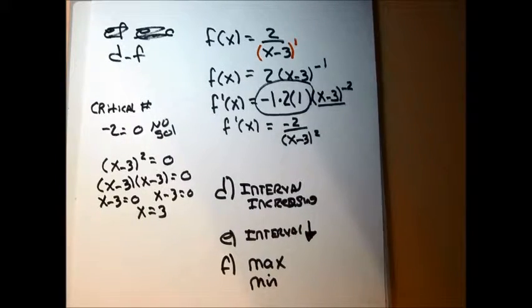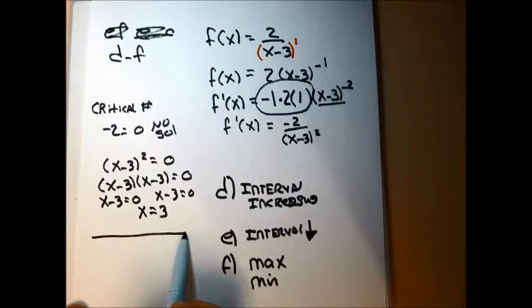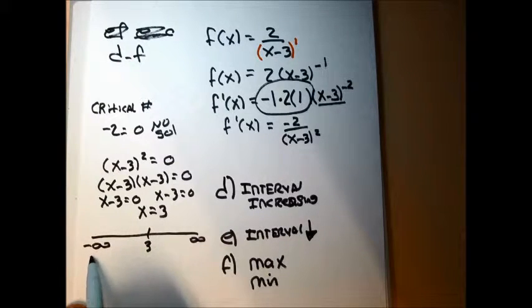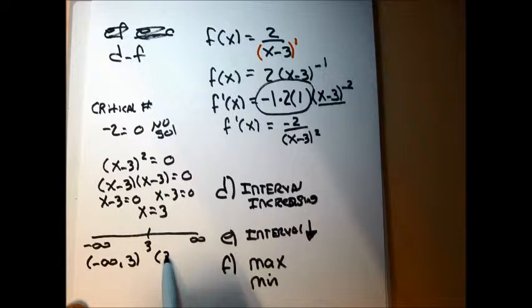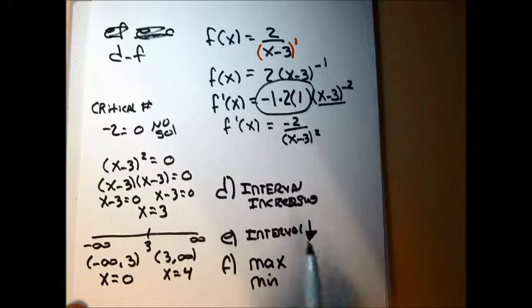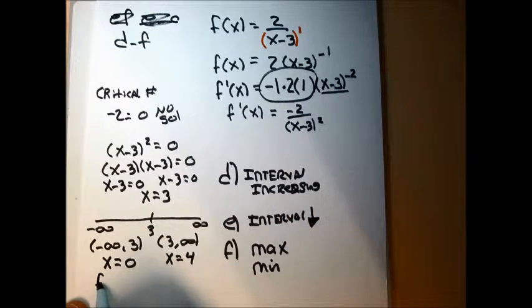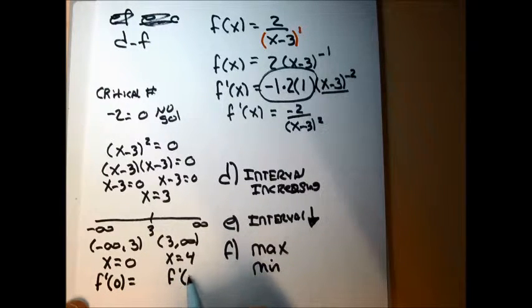So let me go ahead and do my number line work. On my number line, I'm going to put negative infinity, positive infinity, and 3. I'm going to create my intervals. My intervals go from negative infinity to 3, and then 3 to infinity. I need test numbers. For the first interval, I'm going to test x equals 0. For the second interval, I'm going to test x equals 4. I need to find f prime of 0 and f prime of 4.